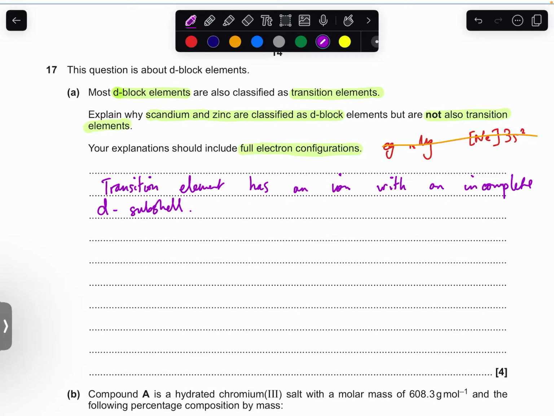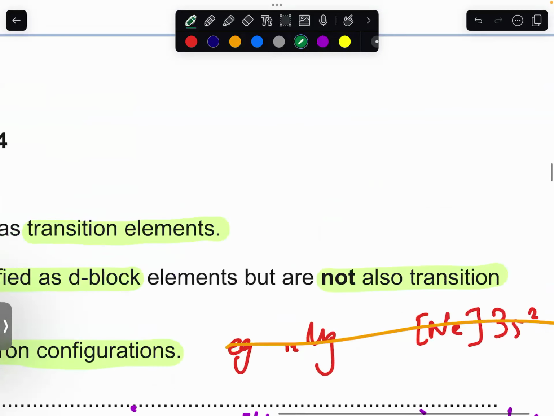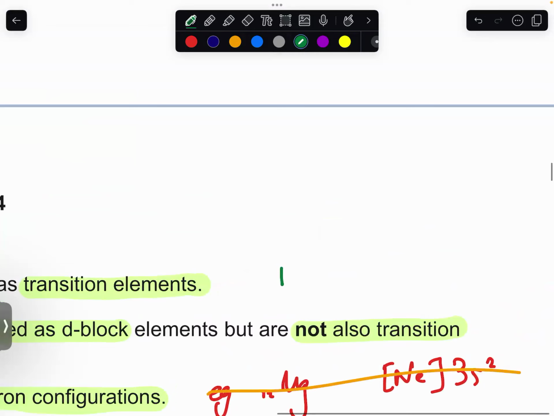You see, with scandium, scandium has an atomic number of 21. And what's the other one? Zinc has an atomic number of 30. Let's look at the electron configurations first. 1s2, 2s2. By the way, how do we do electron configurations? It's a bit of a year 1 recap.